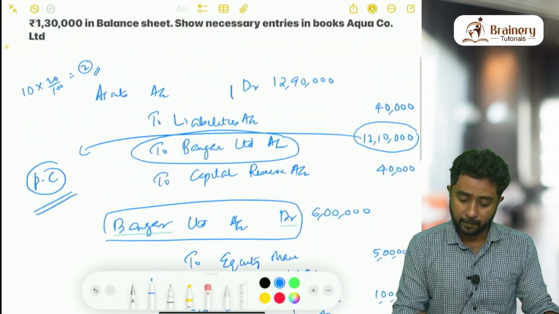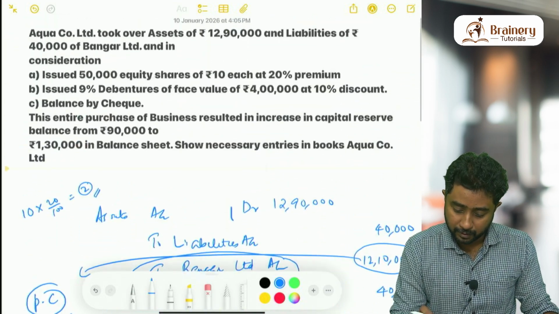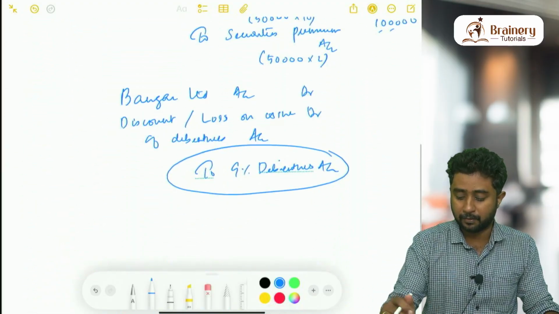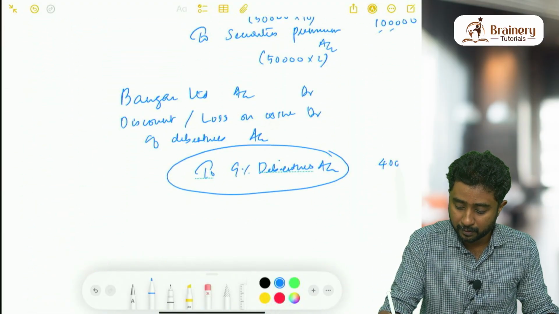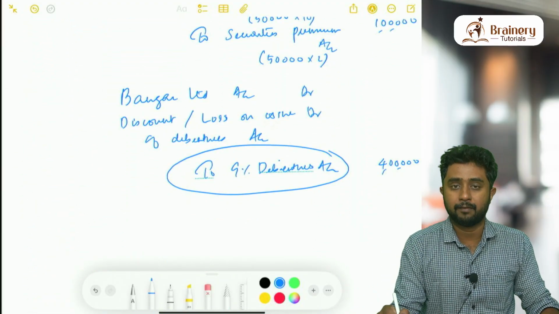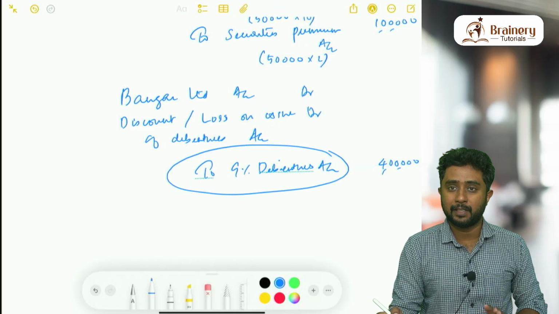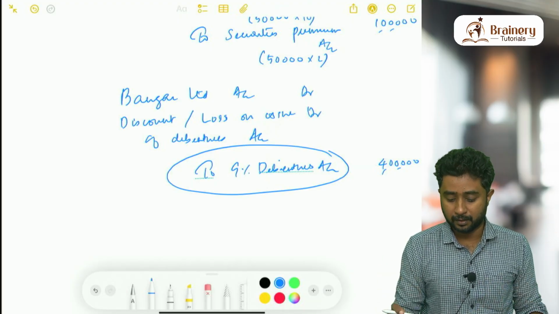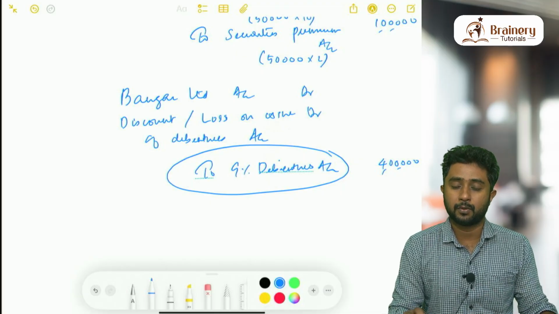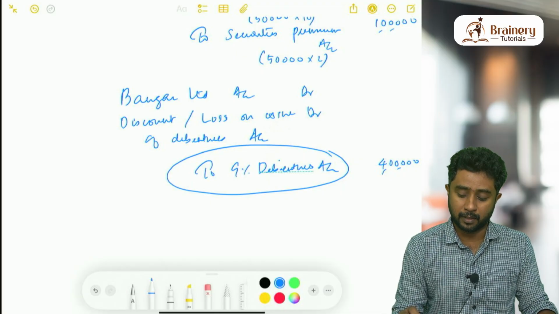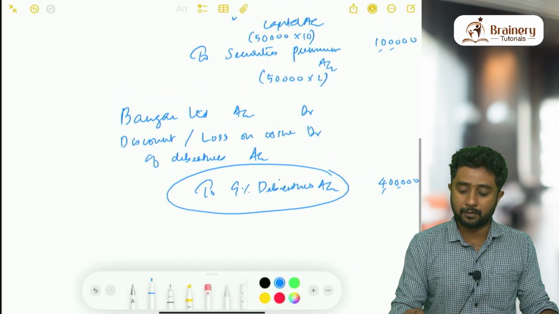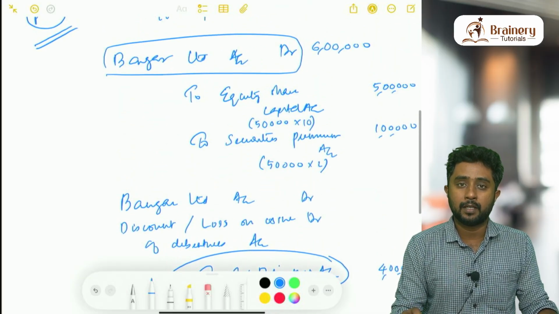So we will be seeing what is the information given in the question. Rupees 4 lakh face value is given. So you know that total of face value will go to debentures account. So you should not have any doubt in that. Face value will be going to the debentures account. So total face value is 4 lakhs. Now discount, you always know discount is calculated on the face value. So if you are multiplying the total face value with the percentage of discount, you will get the total discount.